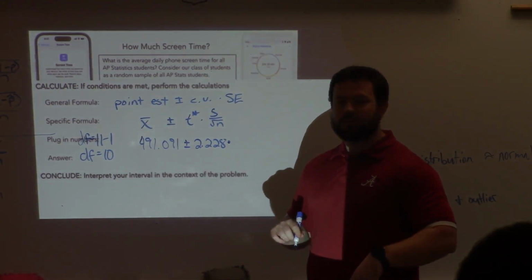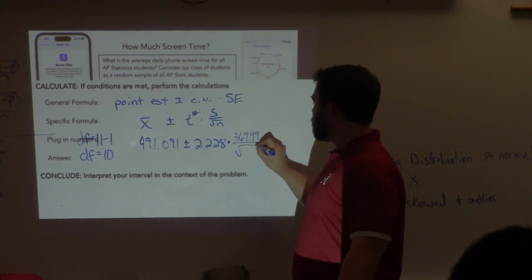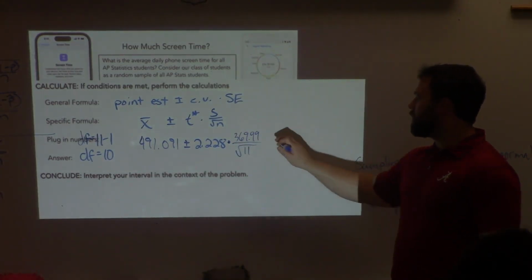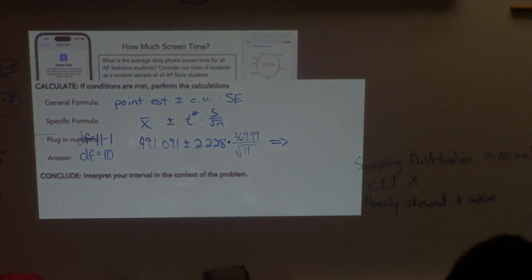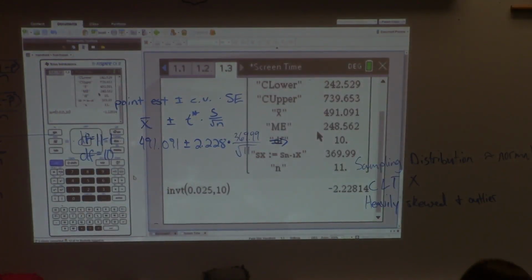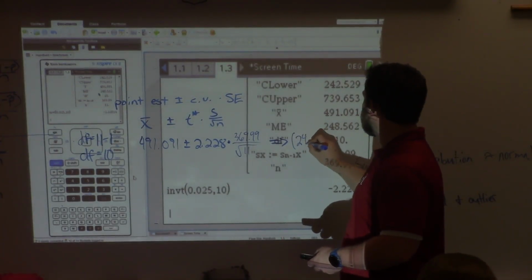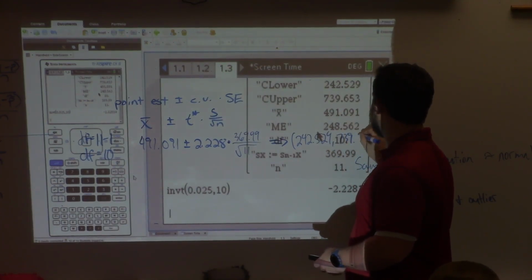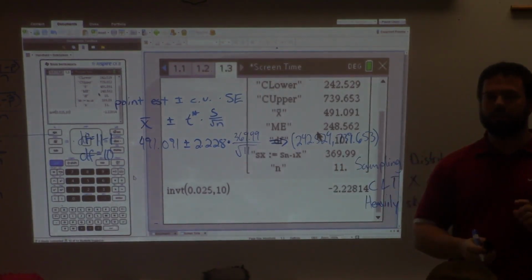What's S? 369.99 over the square root of 11. So notice it is in here, not degrees of freedom. But remember, all you have to do is plug that in or write it out. Don't do all that work by hand, because there's my interval: 242.529, comma, 739.653. Now, I don't think y'all got a chance to do the conclusion on your own.